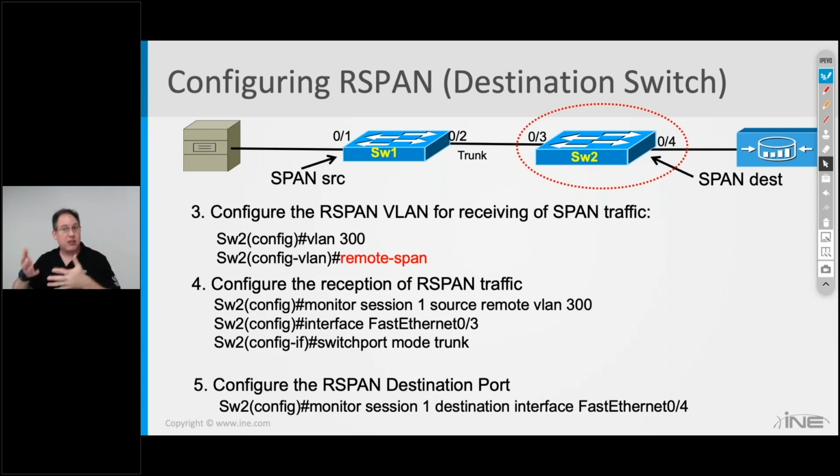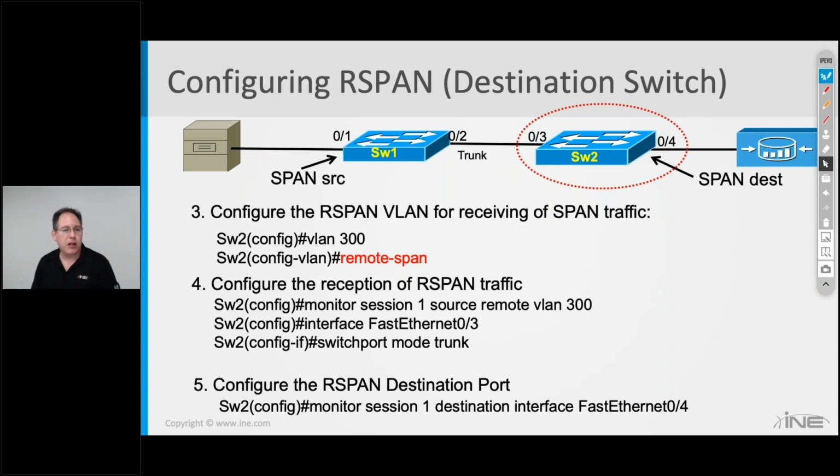So I can tell you that Cisco's documentation proved out in the lab is correct. If you've got a line of switches, they all need to know that this VLAN is not normal. It's a remote SPAN VLAN. So that's step number 1. On all your switches, configure an unused VLAN as a remote SPAN VLAN.